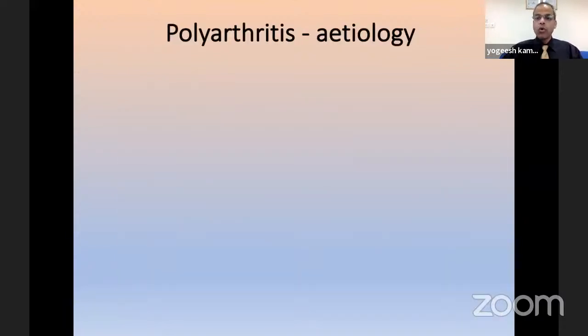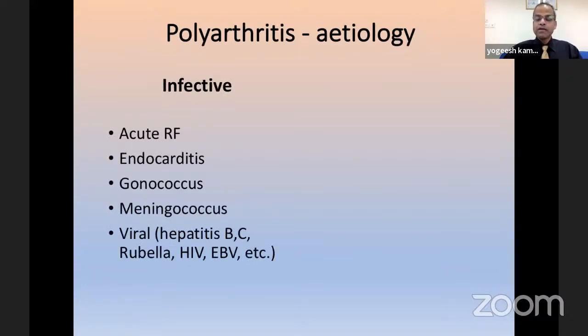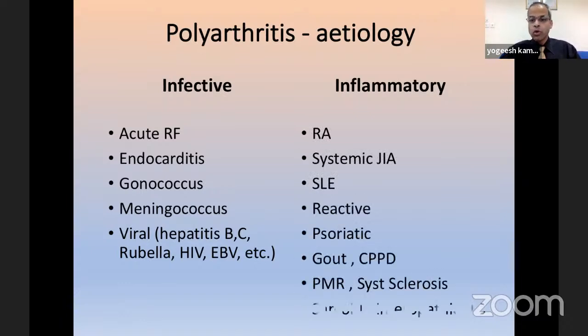Now, the etiology, going back to polyarthritis, can of course be infective as well, from acute rheumatic fever and streptococcal endocarditis to various different types of gram-negative cocci and viral conditions. There can be inflammatory conditions, of course, like rheumatoid and juvenile inflammatory arthritis, apart from SLE and other conditions like seronegative arthritis, particularly psoriasis and reactive arthritis, which need to be thought about. Now, an important mention in our country is tuberculosis, which can present as what we call tubercular rheumatism.